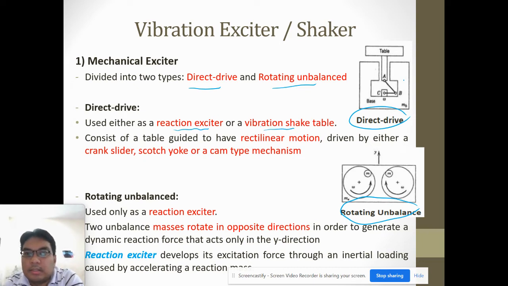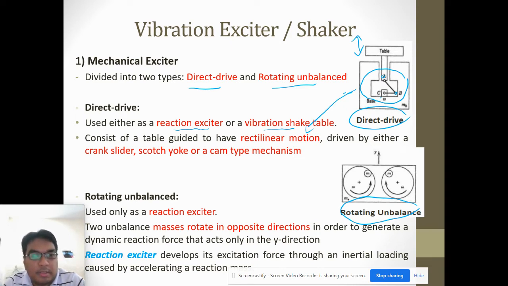The mechanism is like this. We have a link here, A, B to C. When it moves, the table can be moved in a vertical direction. It consists of a table guide to have a rectilinear motion here. This is a rectilinear motion, driven by either a crank slider, Scotch yoke or cam type mechanism. This is a fully mechanical type.